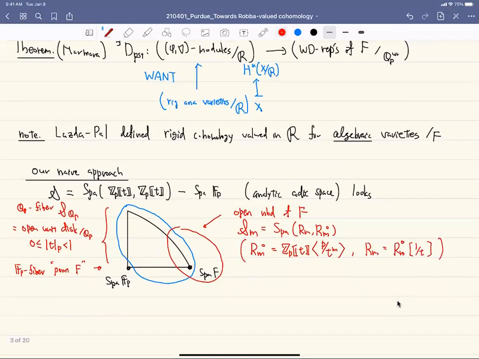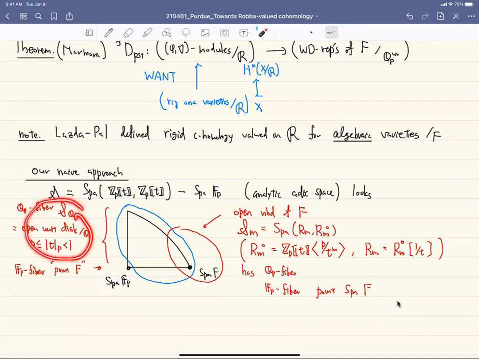And then intuitively, this open neighborhood has the following Q_p fiber and F_p fiber. First of all, as I said, the F_p fiber only consists of a single point, which is just the point corresponding to F. And then the Q_p fiber is like an open subspace of this open unit disk. And actually, this is precisely given by the open unit half annulus we just discussed before.